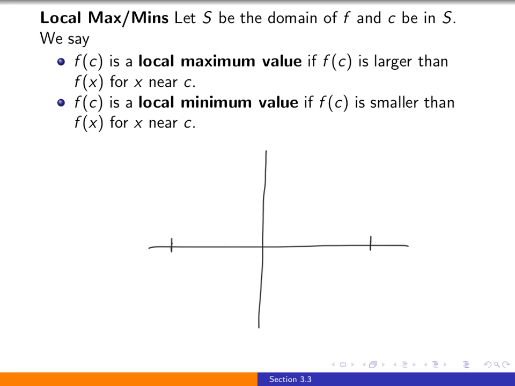In this video, we will discuss the concept of local maximums and minimums and how we can use properties of the first or second derivative to classify them. So if S is a domain of a function f and c is in that domain, we say that f of c is a local maximum value if f of c is larger than f of x for x near c. So what does that really mean?